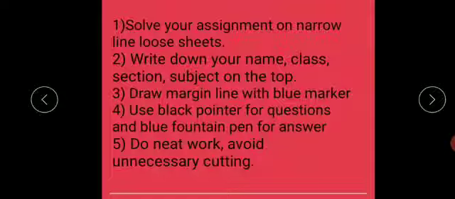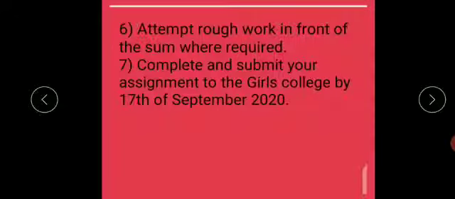Draw margin line with blue marker. Use black pointer for questions and blue fountain pen for answers. Do neat work. Avoid unnecessary cutting. Attempt rough work in front of the sum where required. Complete and submit your assignment to the Girls College by the 17th of September 2020.